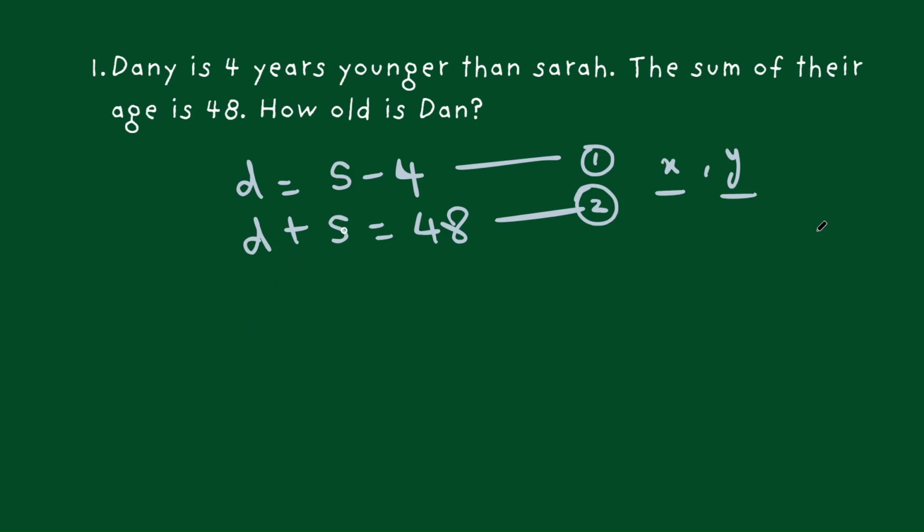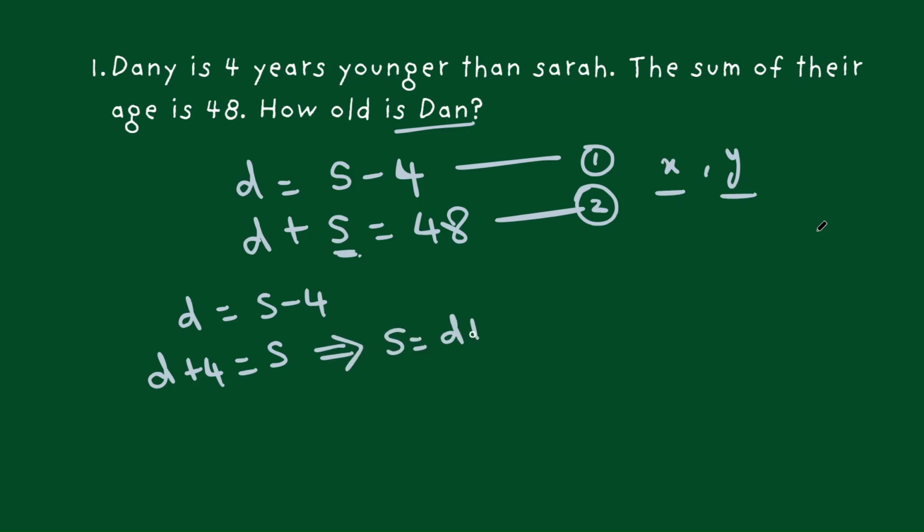But we will solve. We want how old Danny is. So we have to substitute the S value there. We will find the S value first from equation 1. What is equation 1? D = S - 4 is equation 1. So keep the S here and put this minus 4 this side. So S = D + 4.